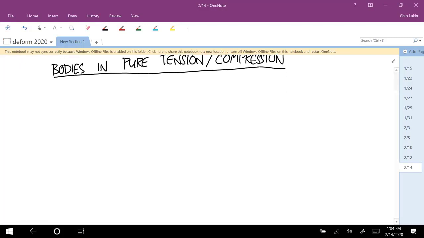And the first case that we're going to deal with is objects that are just in pure tension or compression, so just a pure axial load.